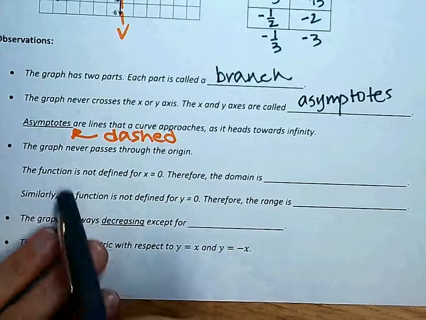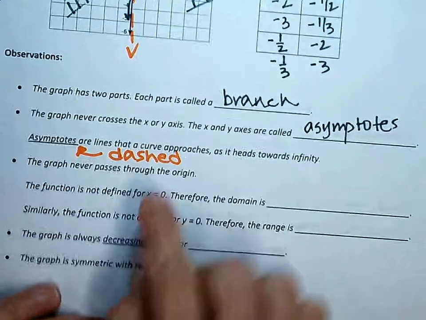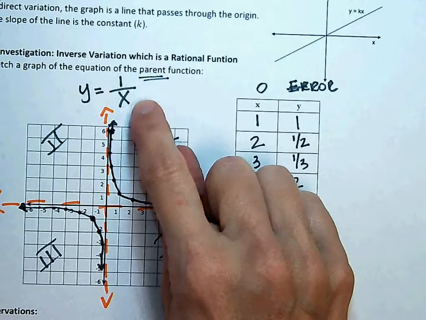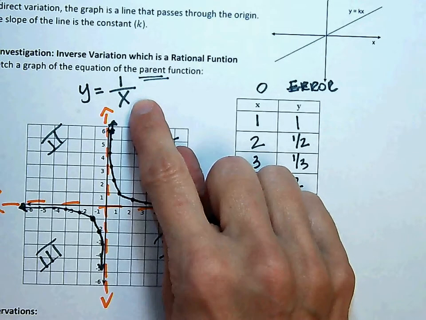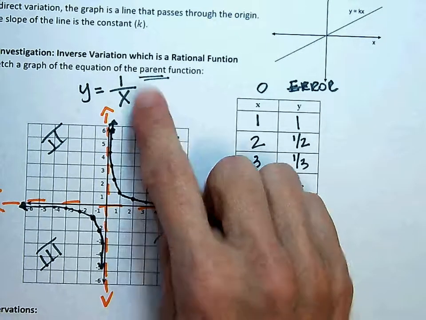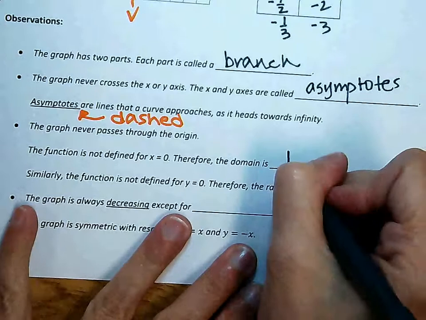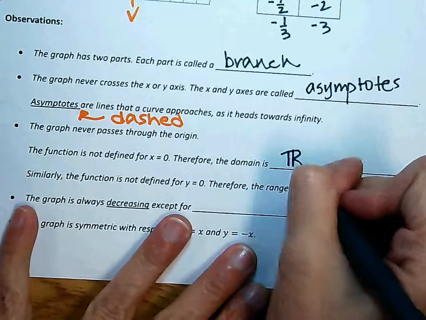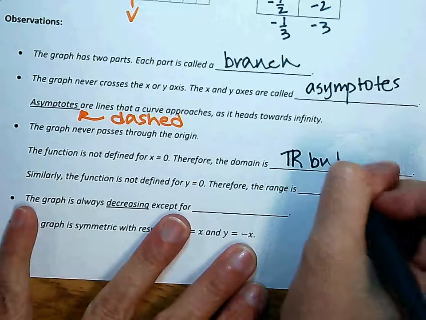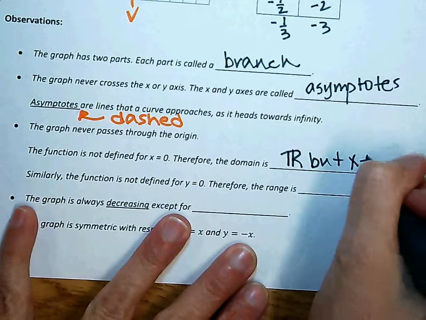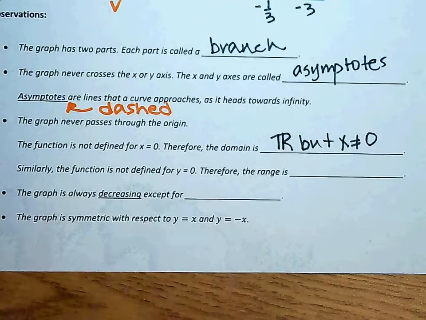Okay, it says the function is not defined at 0. We already said that because when you plug in 0, it gives you an error, so it's not defined there. So the domain: all real numbers except 0. Nice. You're going to say all real numbers. Give me that double R, but you can say X cannot be 0. All reals, or you can write it out if you want to.